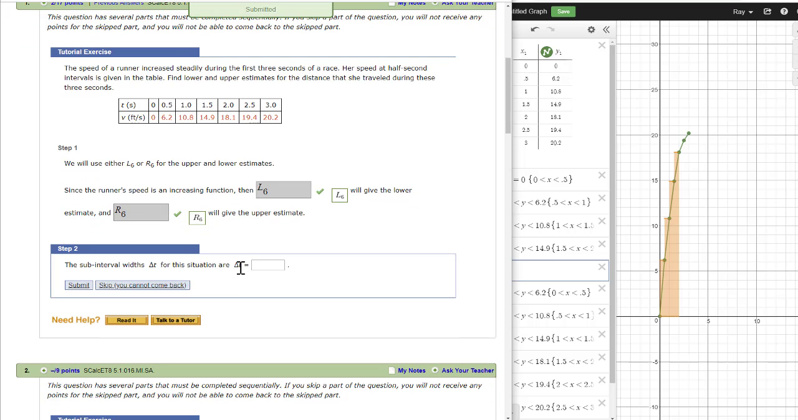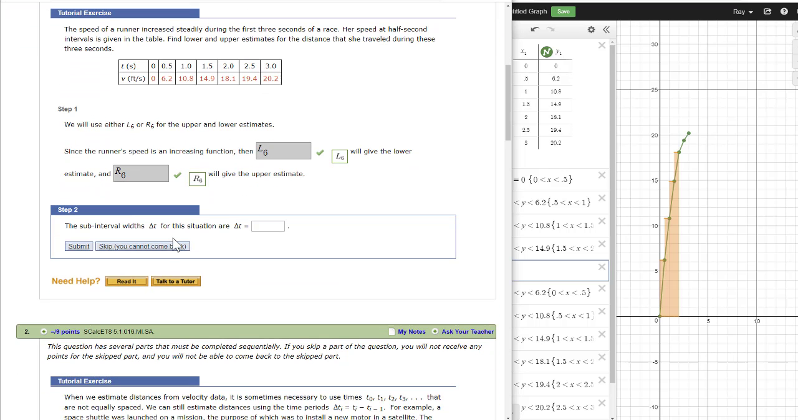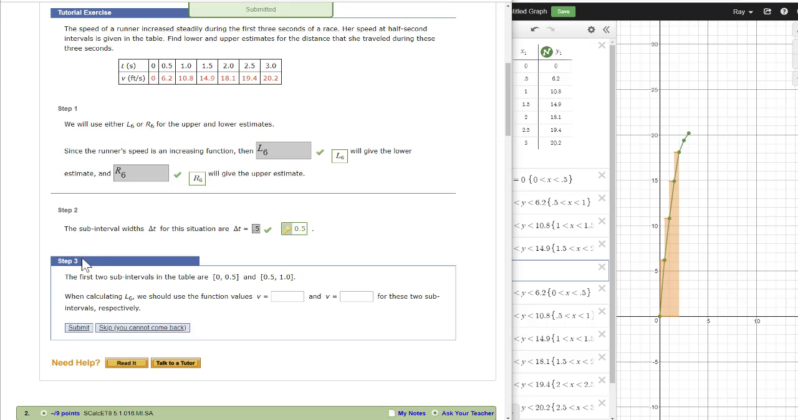All right, now that we know those values, the subintervals here have a width of whatever the delta t is. So if we take a look at the difference between any two consecutive t values, you see that the difference is 0.5. So let's put 0.5 for the difference there, the delta t.